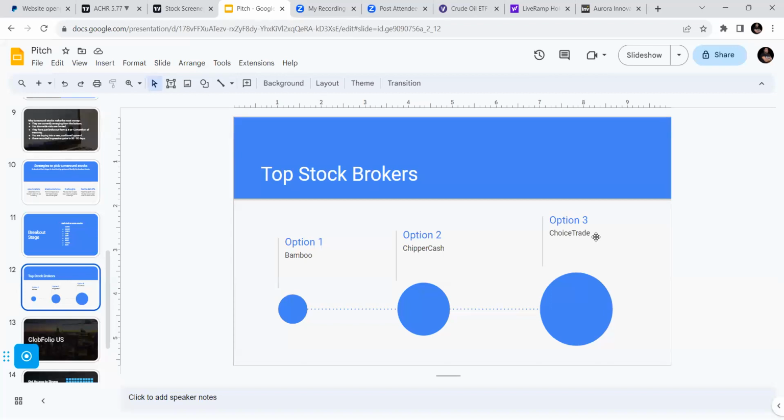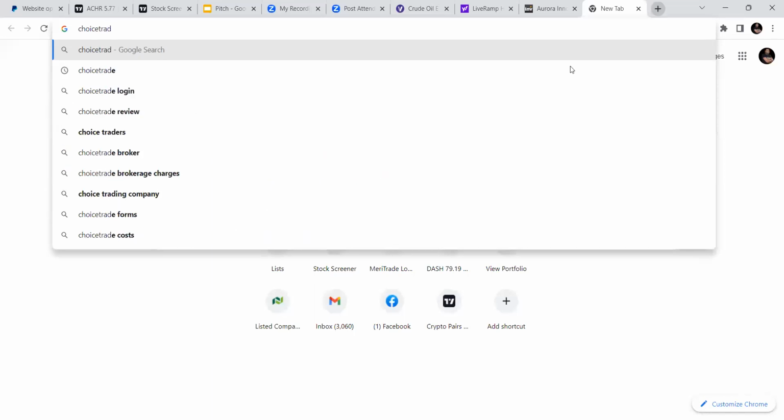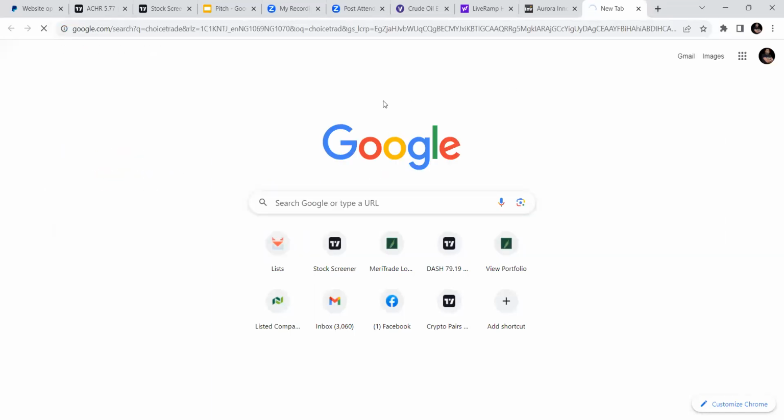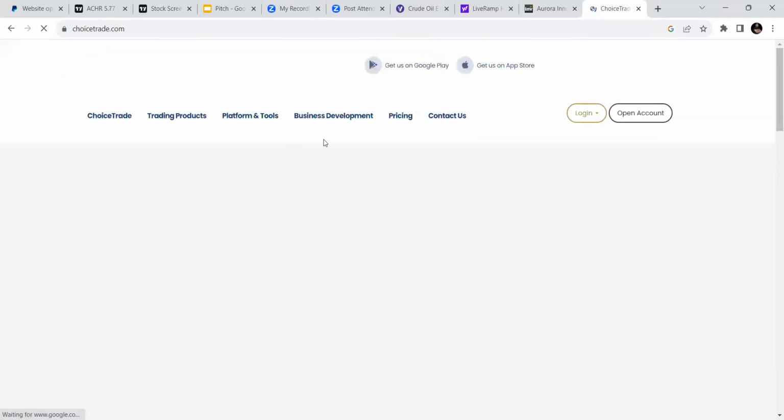Now, Choice Trade is a US-based broker. Choice Trade gives you access to all the stocks in the US market. It is regulated by US financial regulation. So let me open that. This is the Choice Trade platform. If you're looking for a US-based broker that accepts Nigerians, this is Choice Trade staring at you.